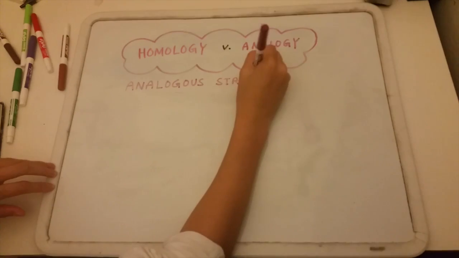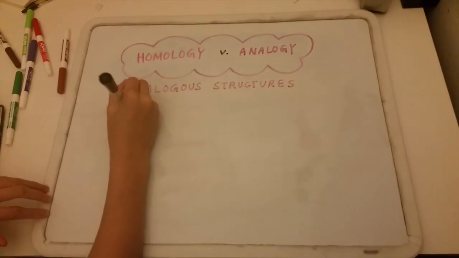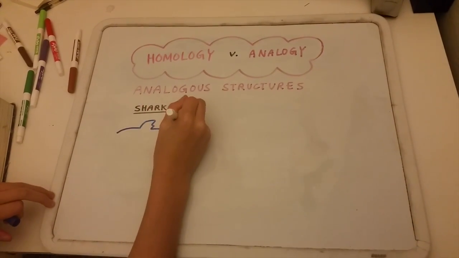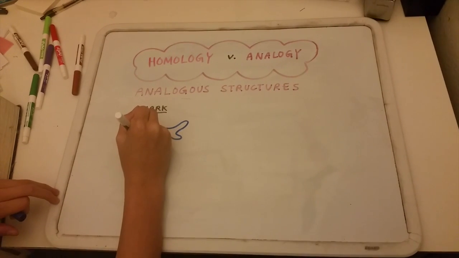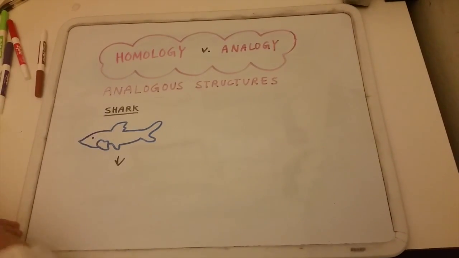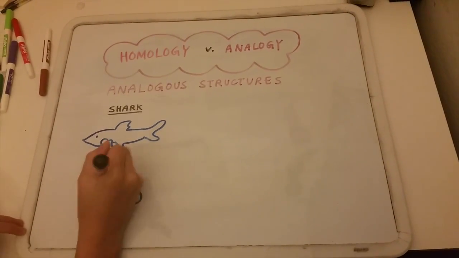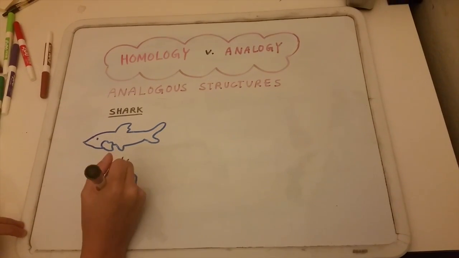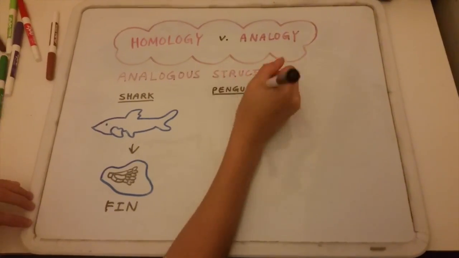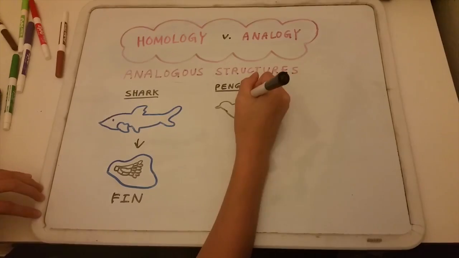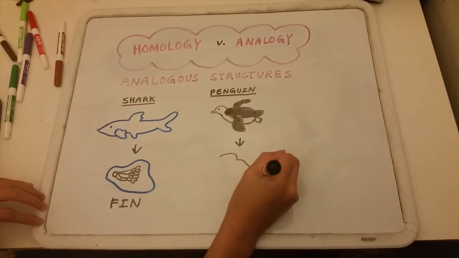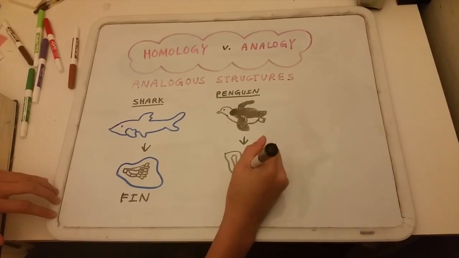An example of analogous structures is a shark's fin, a penguin's wing, and a dolphin's flipper. Although the anatomical structures may look similar and even perform the same functions, they are a product of convergent evolution. Convergent evolution is when two unrelated species undergo several changes and adaptations to become more similar. The species may live in similar environments in different parts of the world that favor the same adaptations.